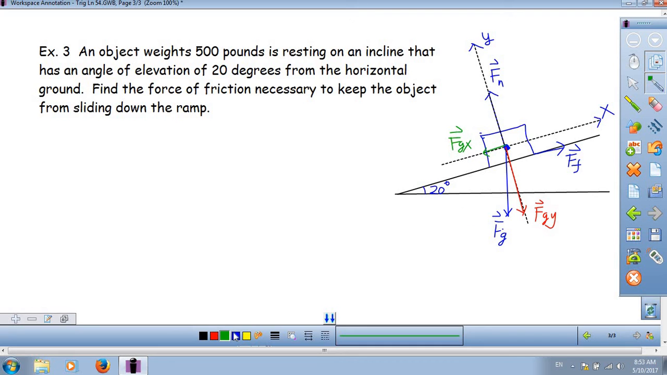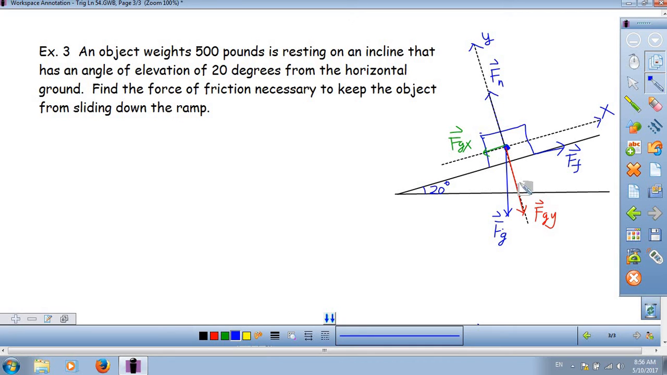Now, as you can see, there are forces acting on this object in different directions. If you look at the x direction, there are two forces. There's one friction force pulling up or pushing up, preventing the box from sliding down. There's a force of gravity pushing down.